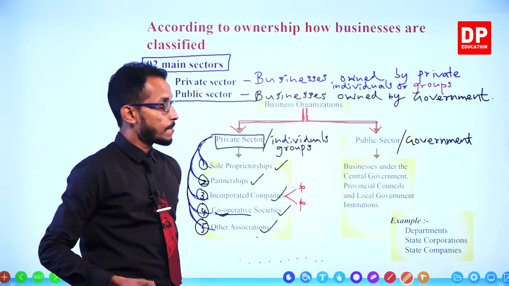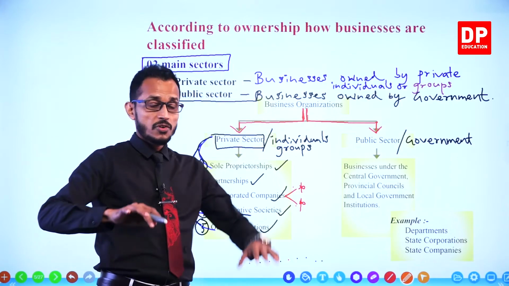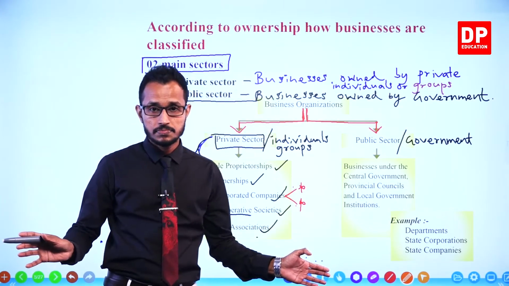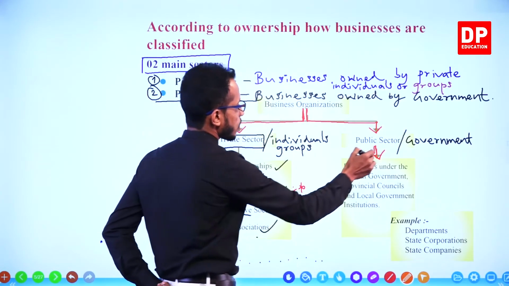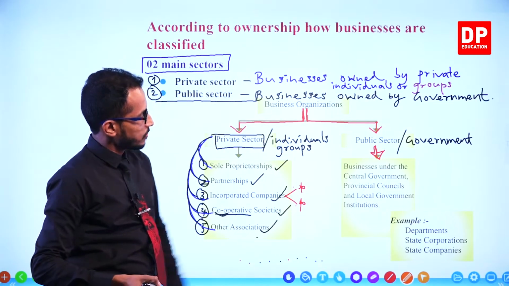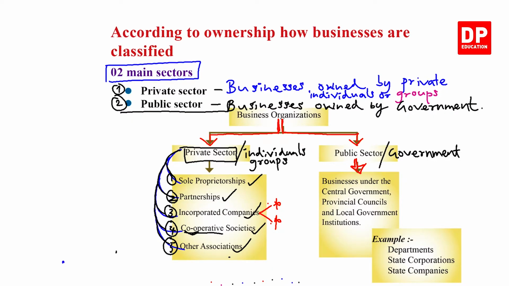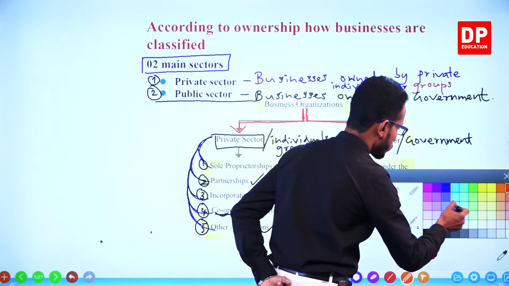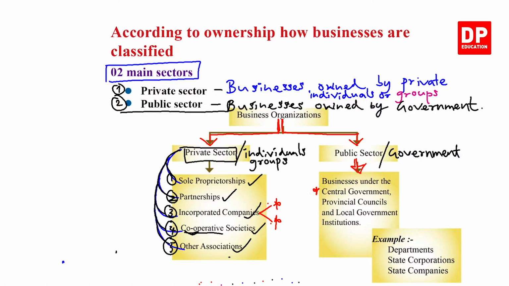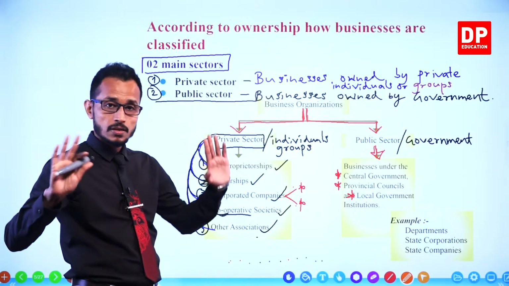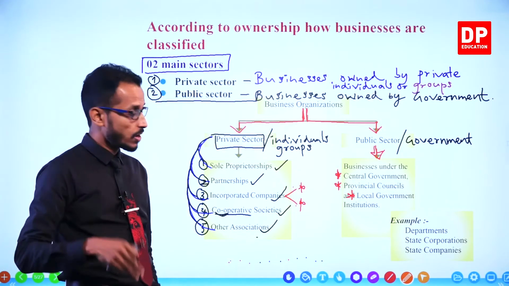Now we are going to learn about the government organizations. You know, government, public. Under public sector, we get businesses under the central government, provincial councils, and institutions under local government. Here also you have to memorize 3. Businesses under central government, provincial councils, and local government. Not going into detail, we are going to learn these things one by one.